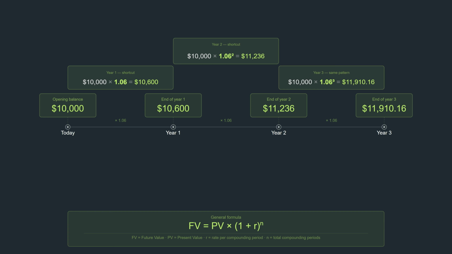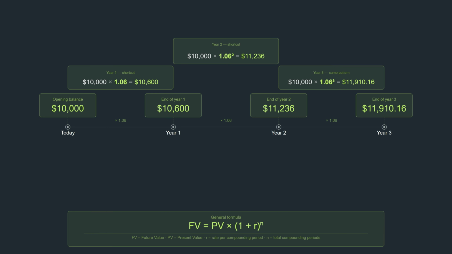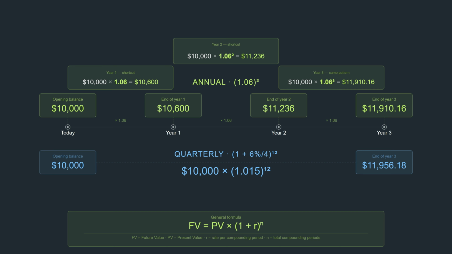The future value equals the present value multiplied by 1 plus the interest rate per compounding period, raised to the total number of compounding periods. In our example, we're compounding annually, so after 3 years, $10,000 becomes $10,000 multiplied by 1 plus 6% raised to the third power. But the same logic applies to any compounding frequency. If interest compounds quarterly, there are 4 periods per year, meaning the periodic rate is 6% divided by 4, and over 3 years there are 12 total compounding periods.